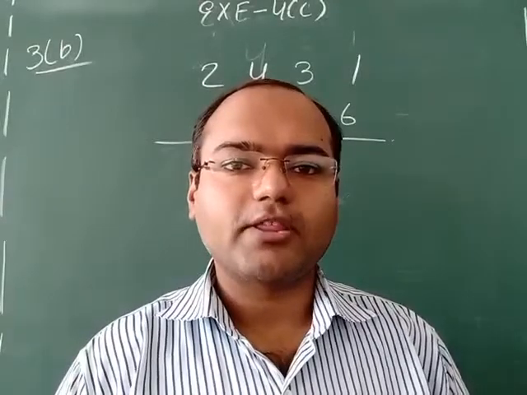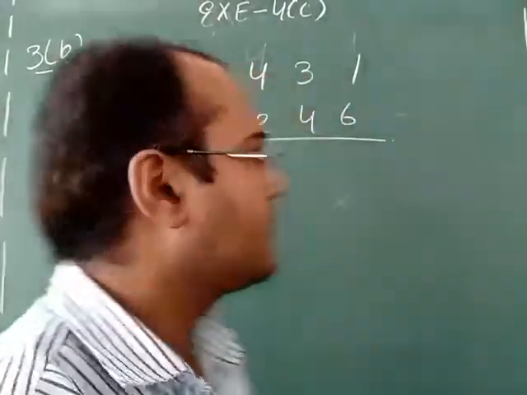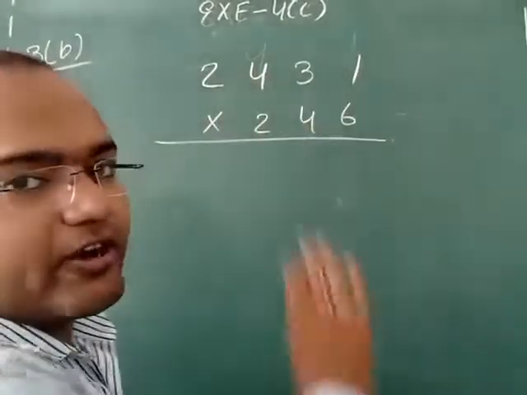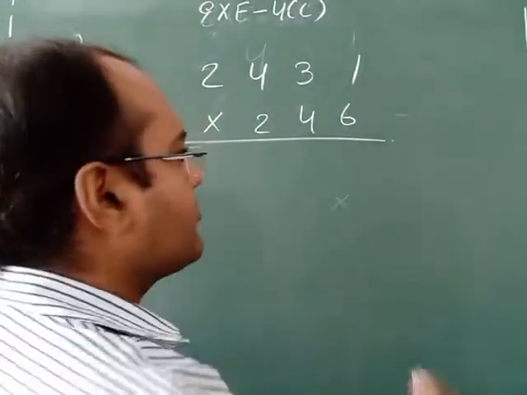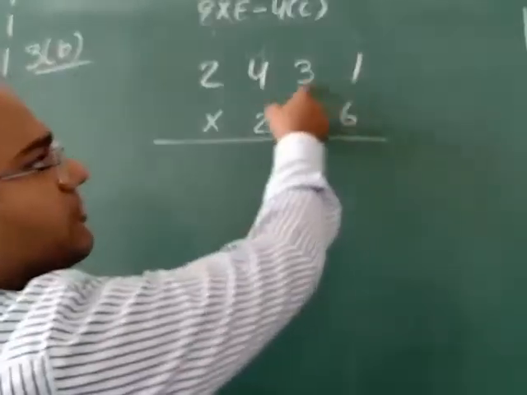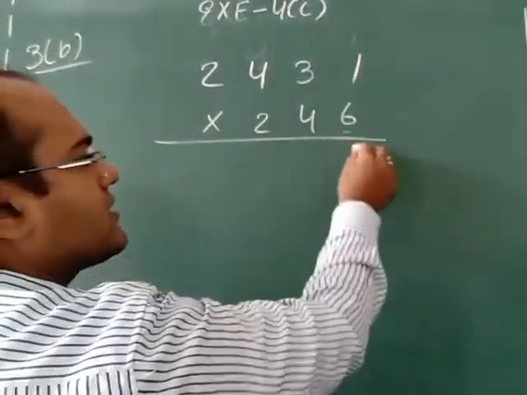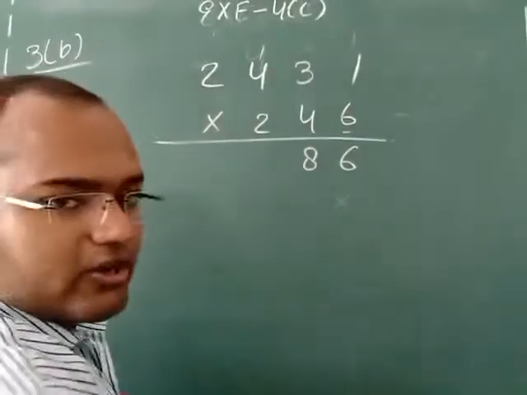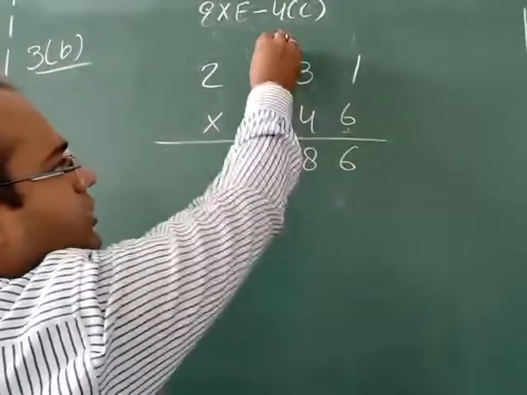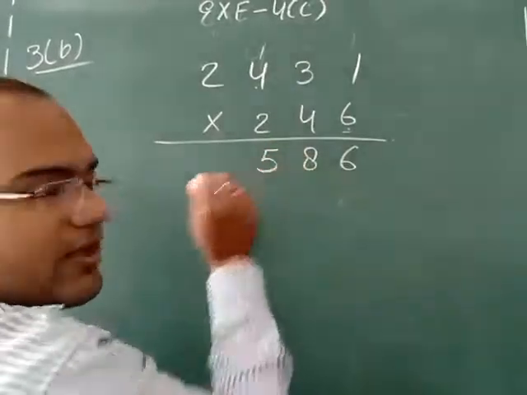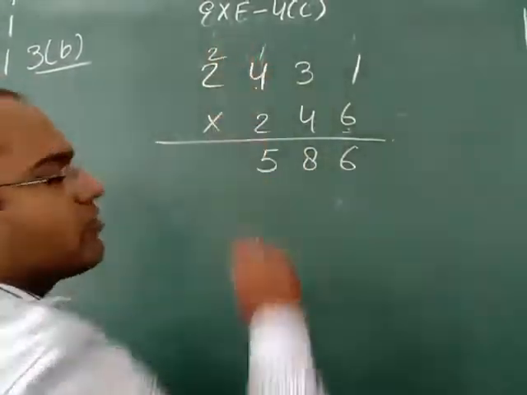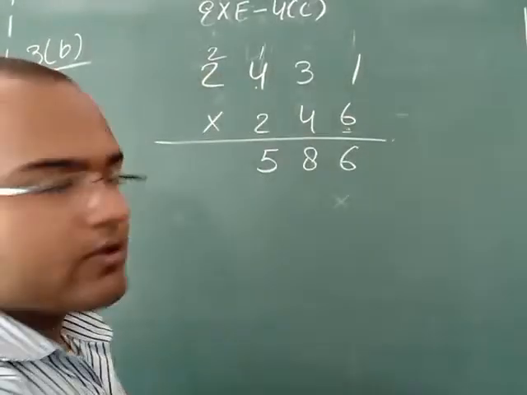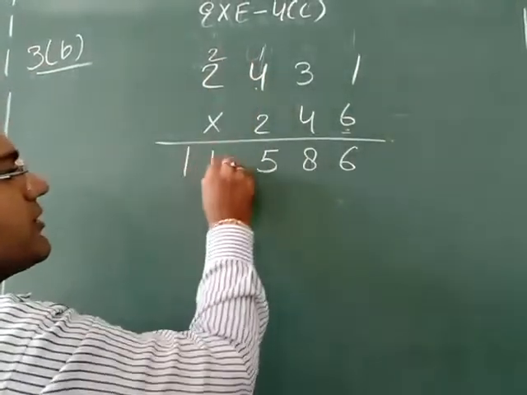Now see question number third, B part. You have to multiply 2431 with 246. So first of all what you have to do? This last number you have to multiply with all the numbers. 6 ones are 6, 6 threes are 18, 1 we will write on the top, 6 fours are 24 and 1 is 25. So 5 I will write here and 2 I will write on the top. Now 6 twos are 12, 12 plus 2 will be 14.